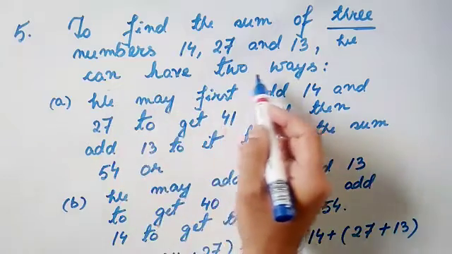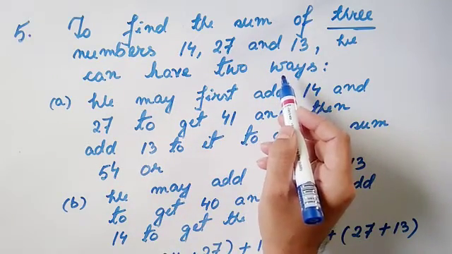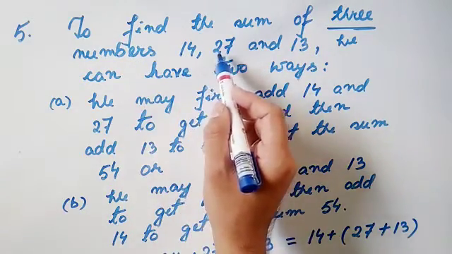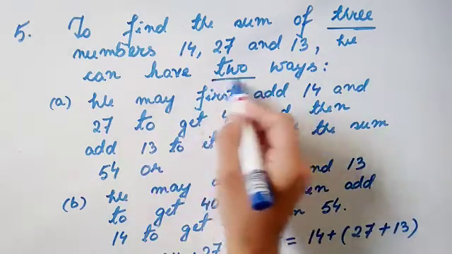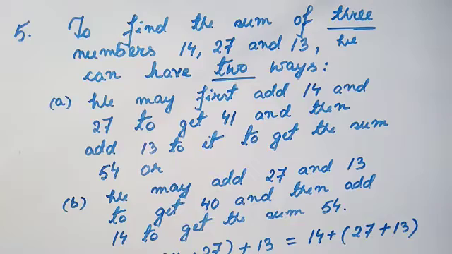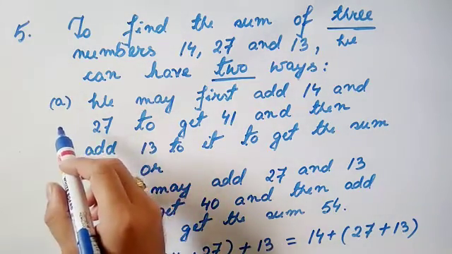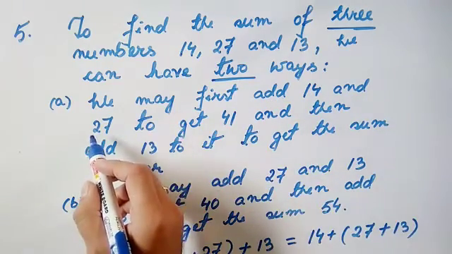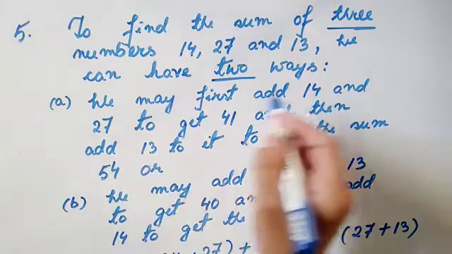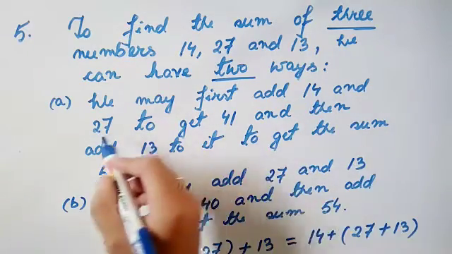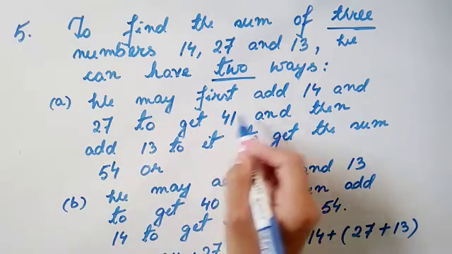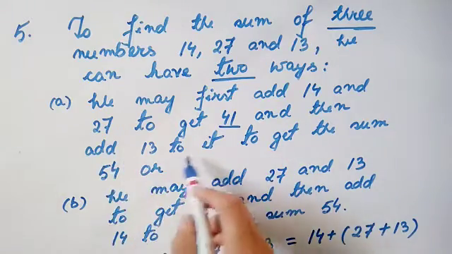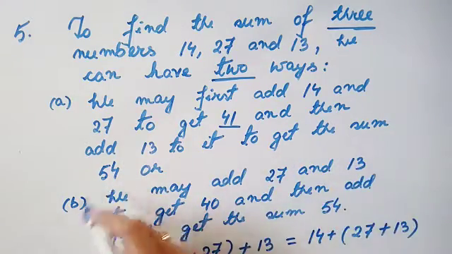We can have two ways. So in order to find the sum of three numbers, and the three numbers are 14, 27 and 13, we can have how many ways? We can have two ways. And the first way is by adding the numbers 14 and 27 first, and the sum of 14 and 27 is, yes, 41. And then add 13 to it to get the sum 54.